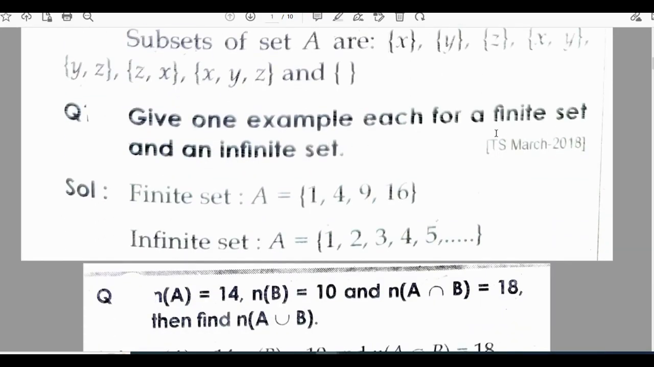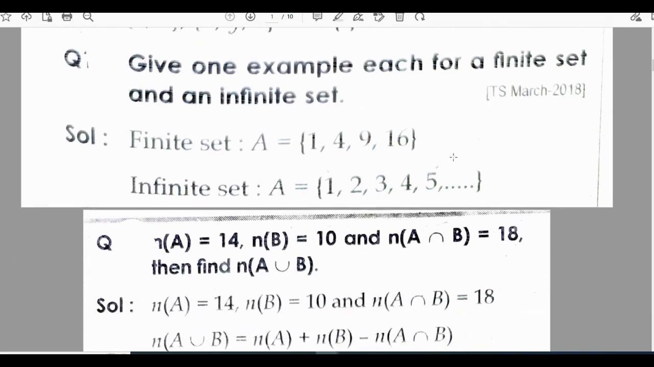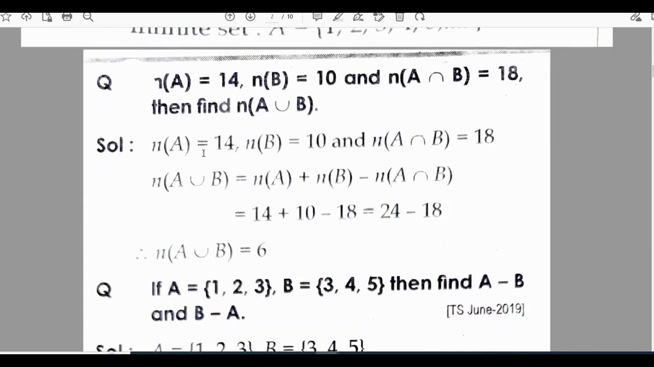Give an example each of a finite set and an infinite set. A finite set means a set which has an end, like 1, 4, 9, 16. An infinite set means natural numbers, which don't have an end and keep on going. So 1, 2, 3, 4, 5, and so on is an infinite set. 1, 4, 9, 16 is an example of a finite set.